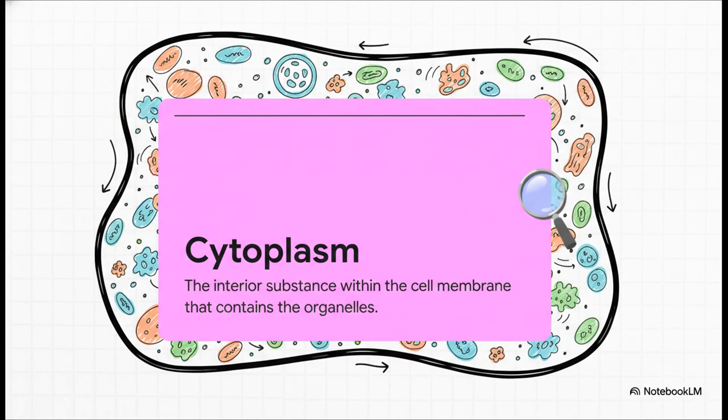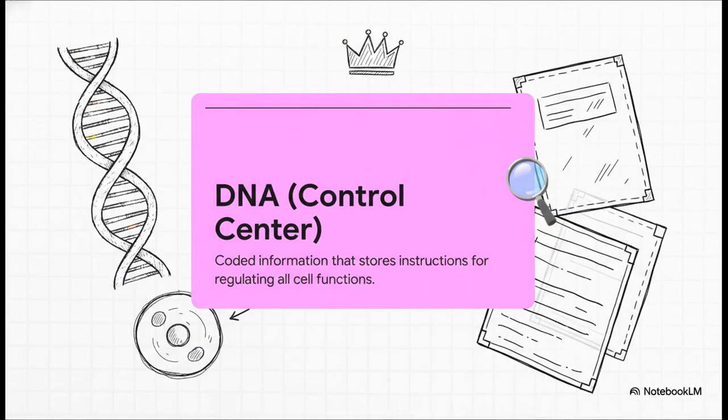All right, so once you get past that membrane, you're inside the cytoplasm. This is the jelly-like stuff that fills the entire cell. It's where all the action happens. Think of it as the main factory floor where all the cell's machinery is hard at work. And third, every cell has a control center. And that, of course, is its DNA. This is the master blueprint, the software code that has all the instructions for everything the cell is and everything it needs to do. It really is the instruction manual for life itself.